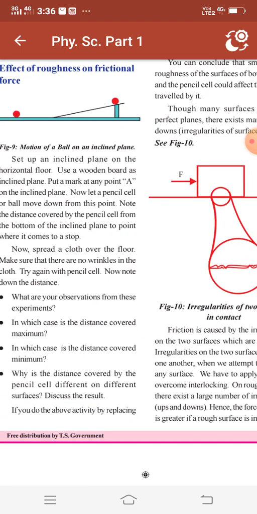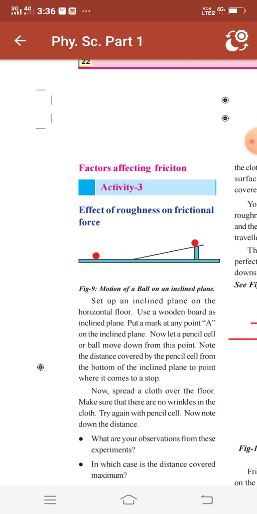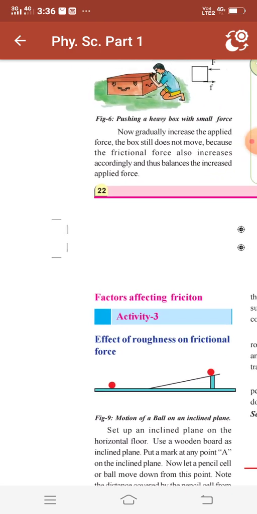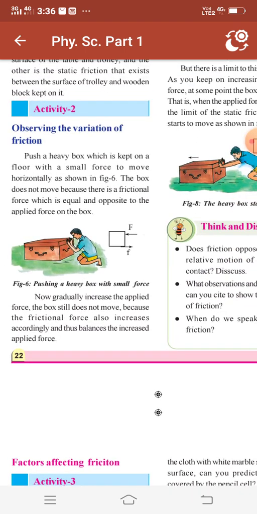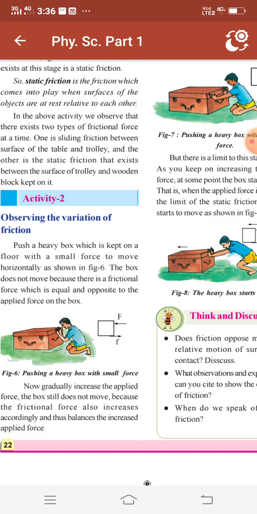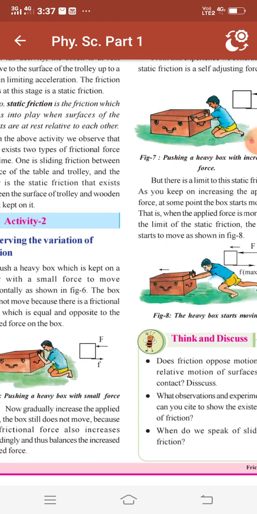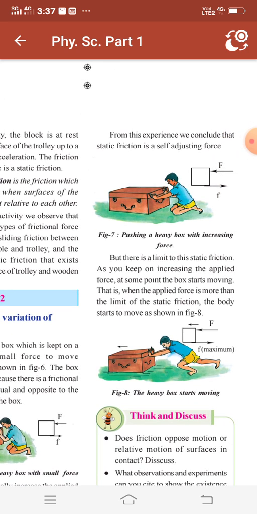Children, do you understand what we learned in this class? We are learning factors affecting friction and observing the variation of friction. From last class, what did we learn? From last class we learned static friction and frictional force. Children, last we found out that static friction is a self-adjusting force.